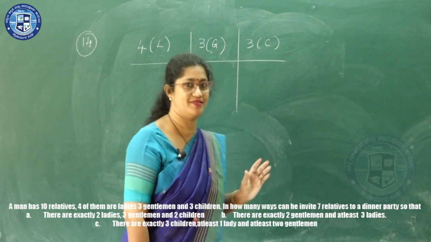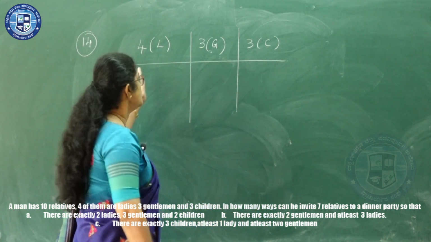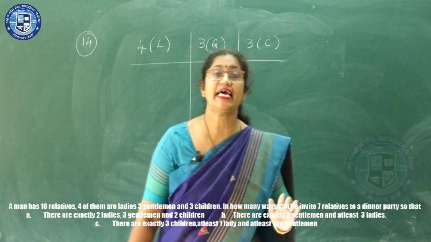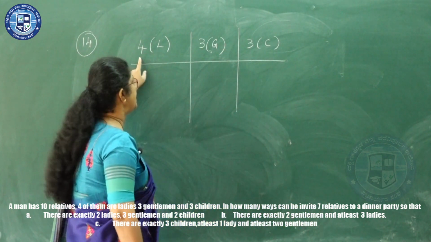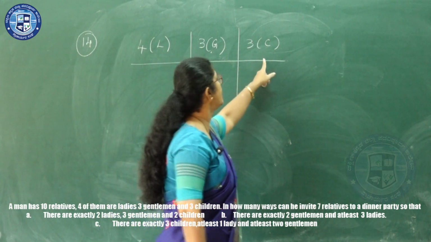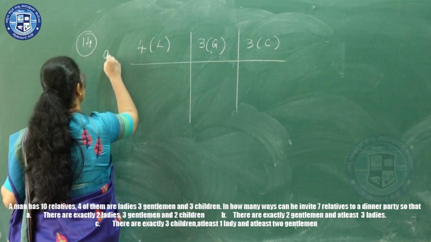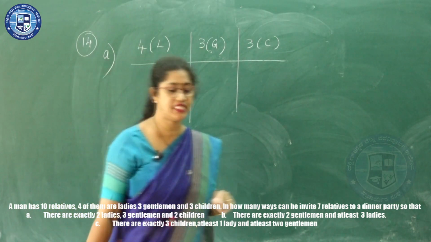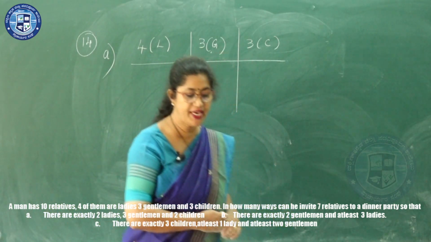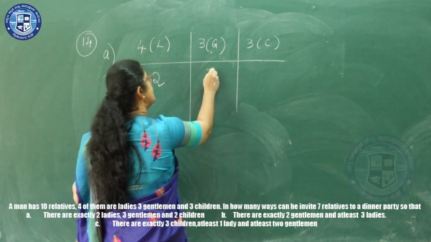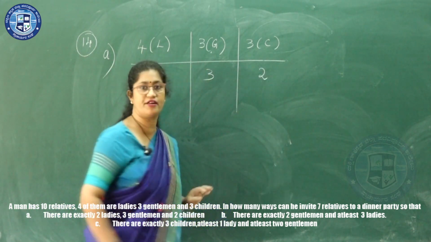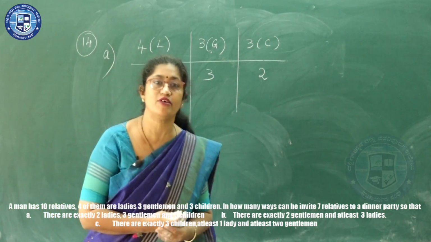First, what is given? The main information. Totally, a man has 10 relatives, out of which 4 are ladies, 3 are gentlemen, and 3 are children. Option A says, how many selections can be done if he has to choose exactly 2 ladies, 3 gentlemen, and 2 children? So that is only one possibility.